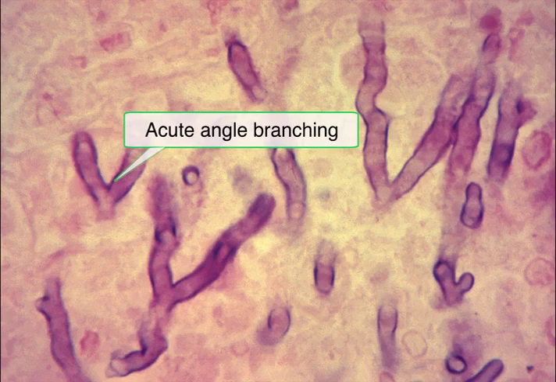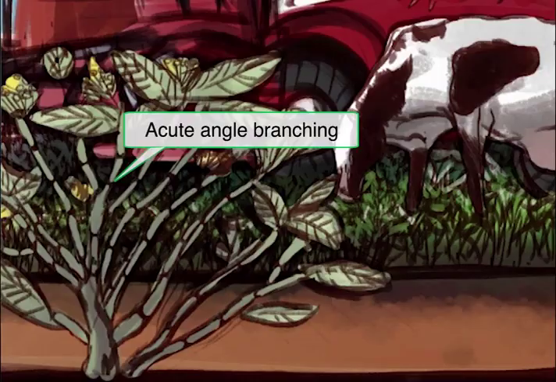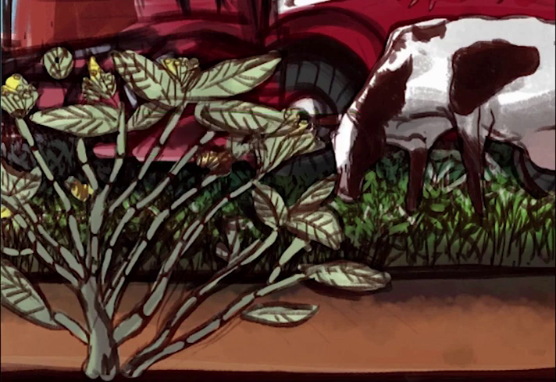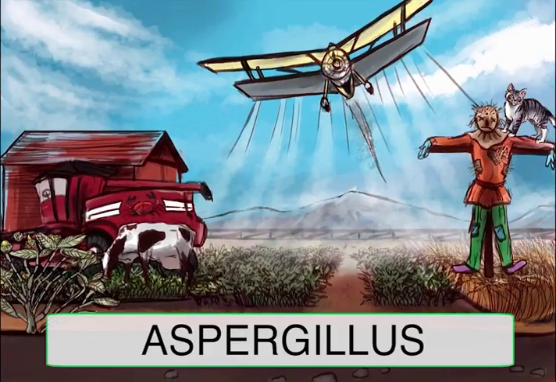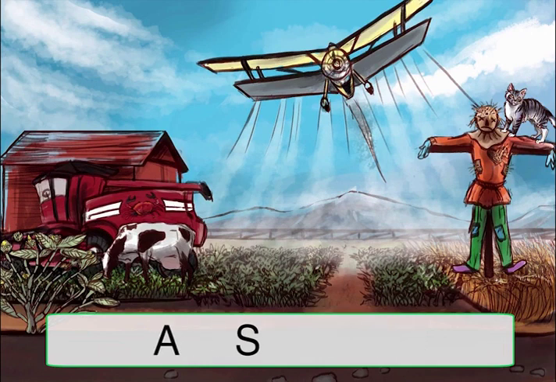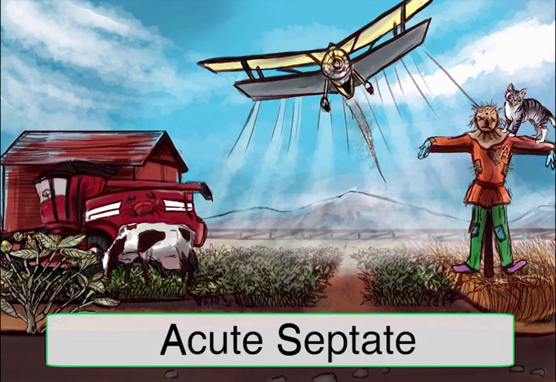We'll help you remember this in two ways. First, notice we've drawn in these stems of the peanut plant here to illustrate acute angle branching. The angles between the stems are definitely under 45 degrees. See how we've also drawn in these septations here as well? To hammer this in even more, just think about the word Aspergillus. The first two letters are A and S. A for acute and S for septate. And that's not a sketchy approved mnemonic, by the way, so let's keep that on the DL.